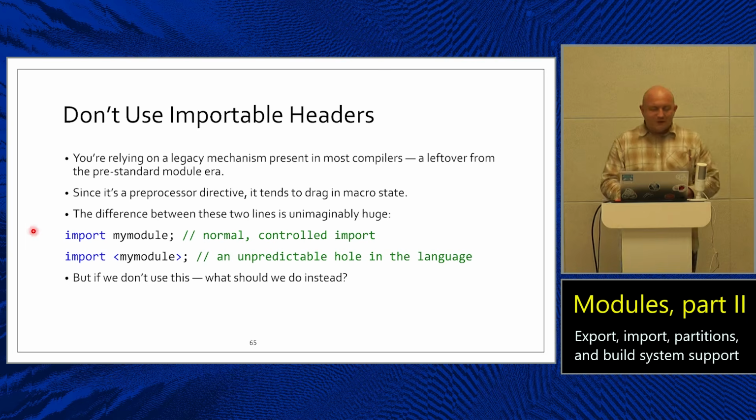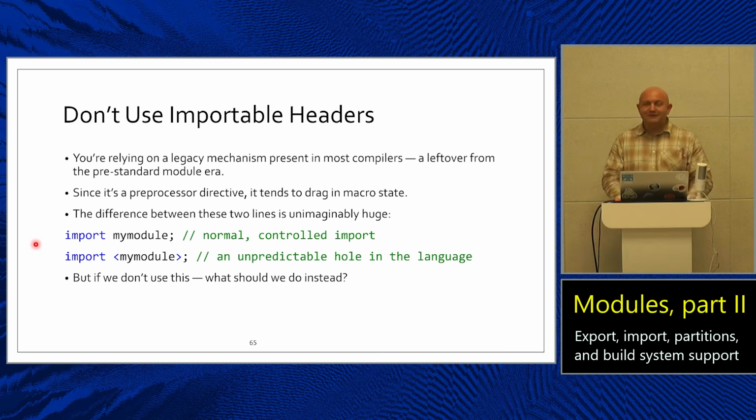When you write import my module, that's a normal controlled import. Clean, predictable, safe. But import angle brackets my module, that's not an import at all. That's an unpredictable hole in the language. See the difference? They look almost the same, but semantically they could not be further apart. One is the modern module system we've been building toward, the other is a leftover hack that breaks it. So fine, we won't use importable headers.